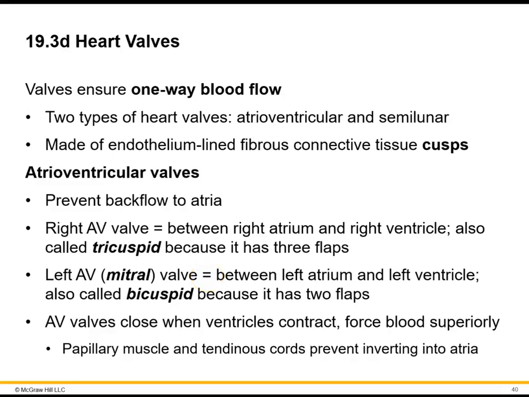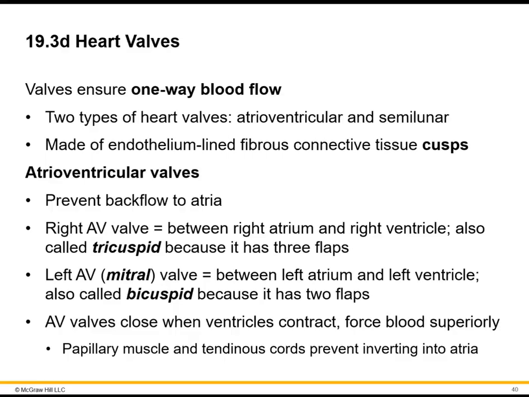Okay, a little bit more about those valves. Remember, valves ensure one-way blood flow. That's their purpose. Remember, there are 2 types of heart valves, the AV valves, or the atrioventricular valves, and the semilunar valves. And remember, the semilunar valves are going to be the aortic valve and the pulmonary valve. All the valves are made of endothelium-lined fibrous connective tissue cusps. Okay, that's what the leaflets are called. They're called cusps. The AV valves are going to prevent backflow to the atria.